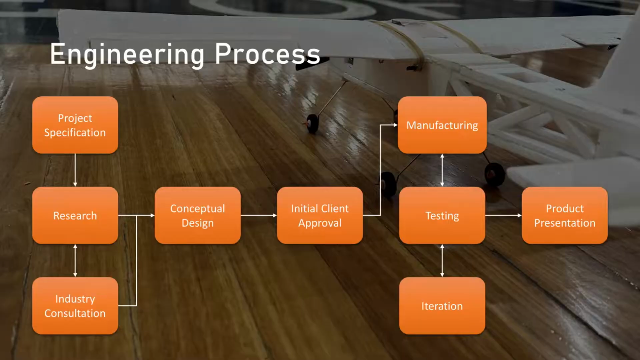The project's engineering process started with research. Existing products, airfoils, and design configurations were analysed to inform our conceptual design. An industry expert was next consulted to offer any pertinent advice on our design. This, along with our research, formed the basis for our conceptual design. The conceptual design was then presented to the client for approval. The next major stage of the project was testing and improving until the design met the requirements. It was then presented to the client.